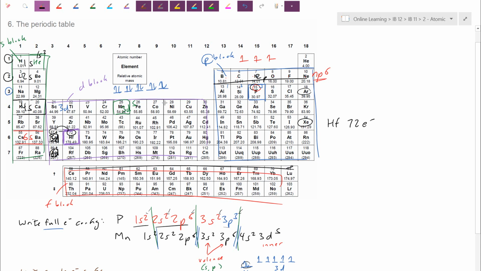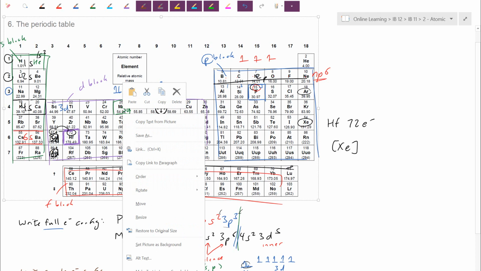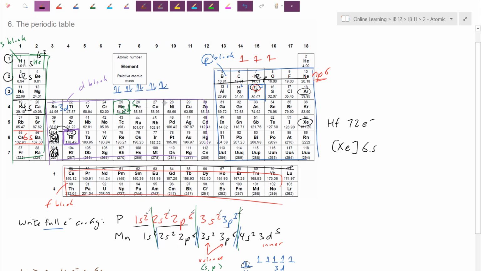If I was asking for the simple configuration, I'd start off with square bracket xenon. I'd say it's everything that xenon has. And then I'm going to tack on the remaining electrons. So xenon already hides 54 electrons. It hides the 1s2 all the way up to 5p6. And then I add in this last row here. I'm going to have 6s. Cesium would be 6s1. Barium 6s2. Those are full. So I'm going to write 6s2.